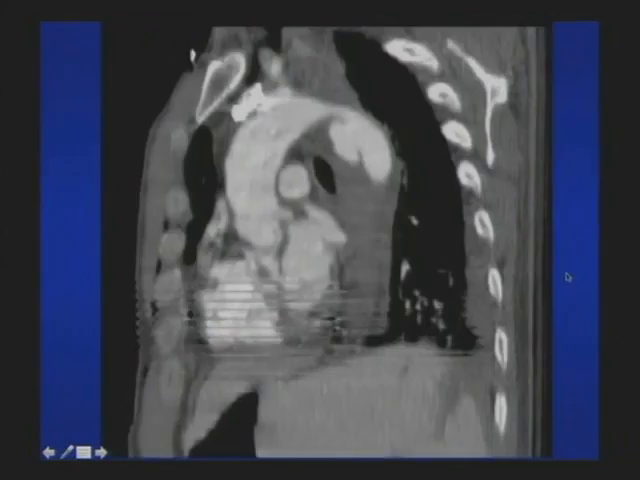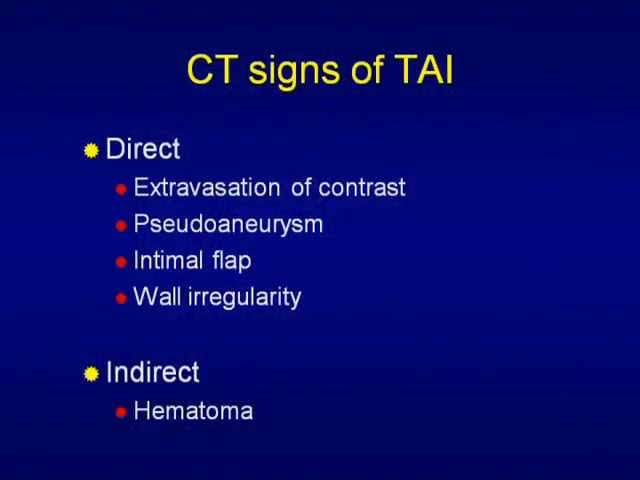On the sagittal reformat, you can see it nicely. Here's ascending aorta, a bit of the arch. We're just out of plane here. And then there's that nice focal saccular outpouching with a narrow neck. What happens to this patient? Go right to surgery. Do not pass go. Do not collect $200. Okay? No need for any additional workup.